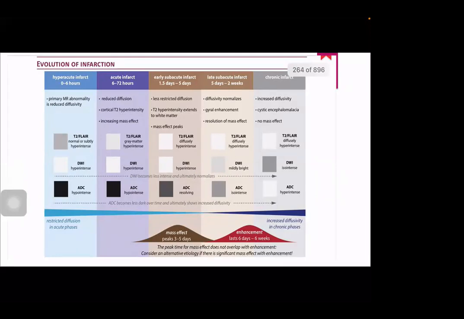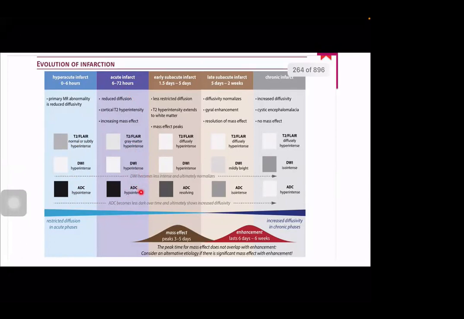Hyperacutely, we have the primary abnormality of restricted diffusion. So on the T2 and FLAIR, it may be normal or subtly hyperintense. The DWI is hyperintense, ADC is hypointense. In the acute infarction from 6 to 72 hours, there will be increasing vasogenic edema, and the mass effect actually starts to appear in the acute infarction. So the T2 and FLAIR show the gray matter hyperintense, the DWI again hyperintense.